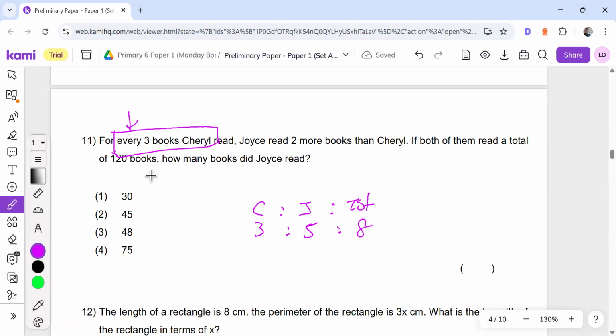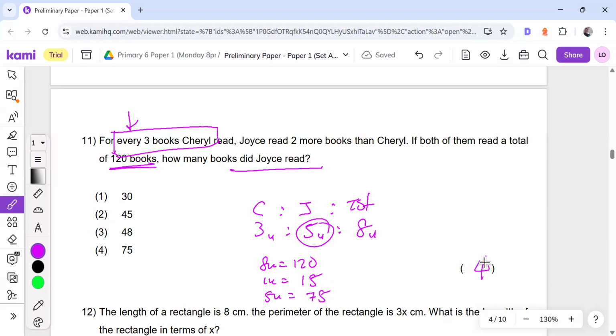And then altogether, they read 120 books. Isn't that 8 units? So 8 units will be 120. Then your 1 unit will be 120 divided by 8. 1 unit is 15. So can you find how many books did Joyce read? Joyce read 5 units. So 15 times 5, 75. So your answer is number 4.